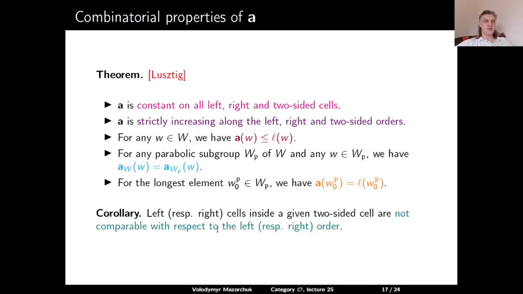One corollary from this theorem is that if we fix a two-sided cell and take two left cells inside it, these two left cells cannot be comparable with respect to the left order, because the value of the A function on them is the same, while it should strictly increase along the left order. And a similar statement holds for right cells.